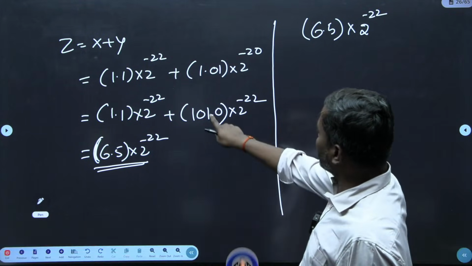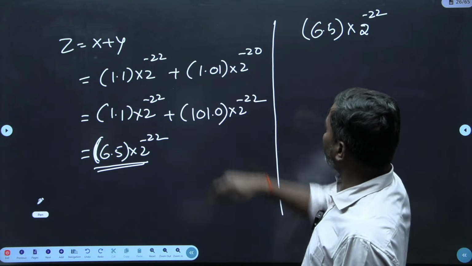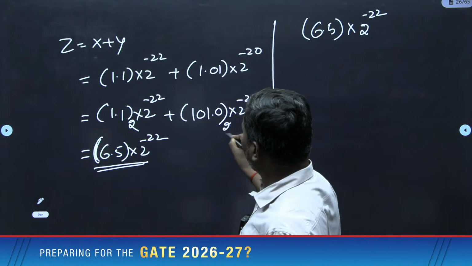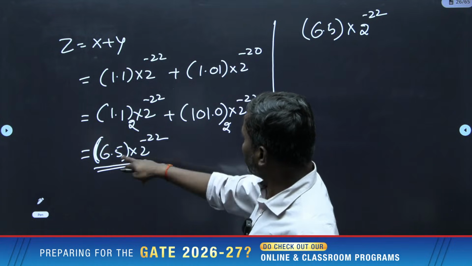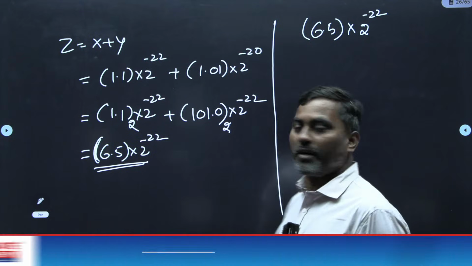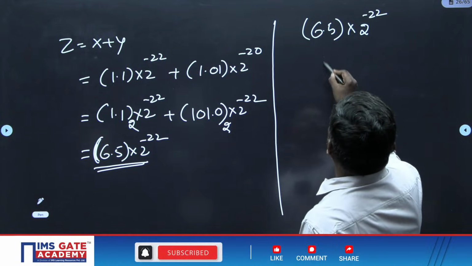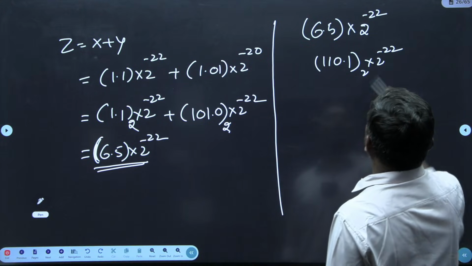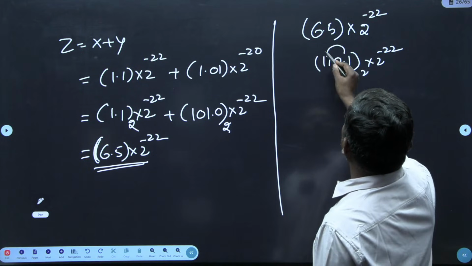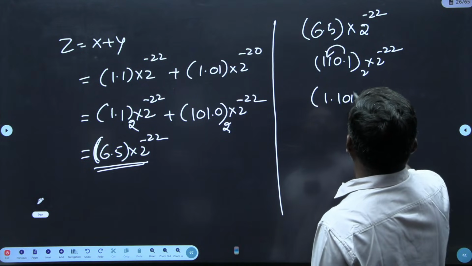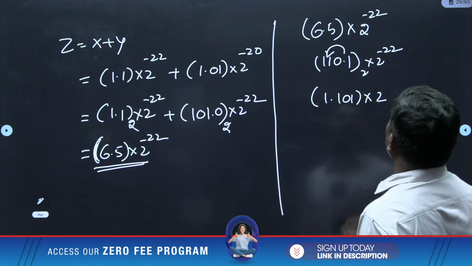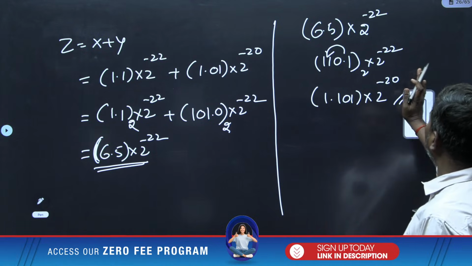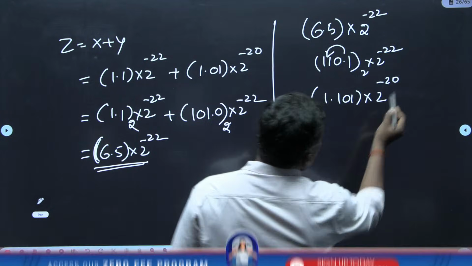I right shifted two times, so 5.0 will come when I evaluate this number in binary. In decimal, 5 plus 1 is 6, and the 0.5 part is correct, so I write 110.1 (base 2) times 2 to the power of minus 22. Now we have to normalize this. I have to shift it: 1.101, left shifted two times, so minus 20 will come. Minus 20 came now.